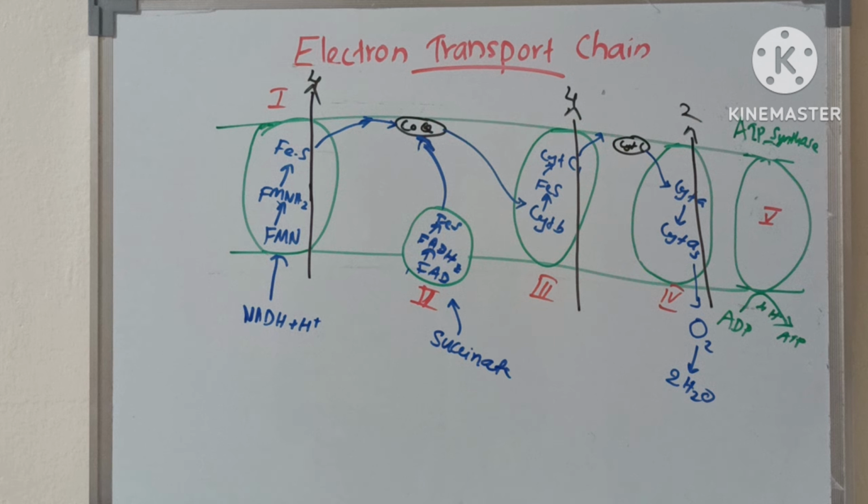During the entire process, there will be pumping of protons from the matrix to the intermembrane space. In complex 1, 4 protons, in complex 3, 4 protons, and in complex 4, 2 protons are pumped. So, a total of 10 protons are pumped into the intermembrane space. These protons are transferred through ATP synthase, that is complex 5. During this process, ADP is phosphorylated to ATP. So, ATP is generated in this process. From NADH, 2.5 ATP and from FADH2, 1.5 ATP are generated. So, this is about the electron transport chain. This is today's topic. Thank you for watching.